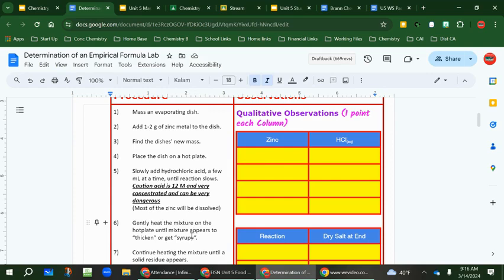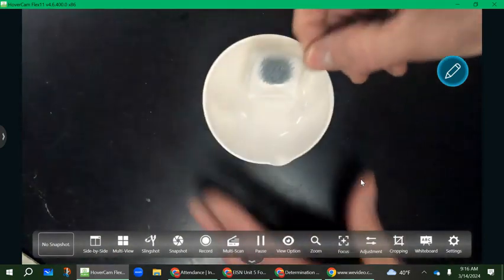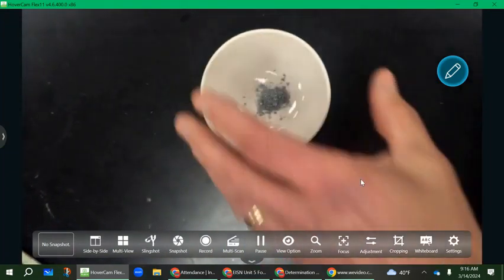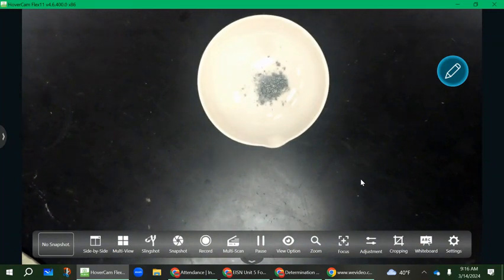So, in the container at your station, it is already there for you. Make your observations. Then you're going to put it into your evaporating dish. You throw this away. And then you find the mass of the dish and the zinc now. The dish and the zinc.